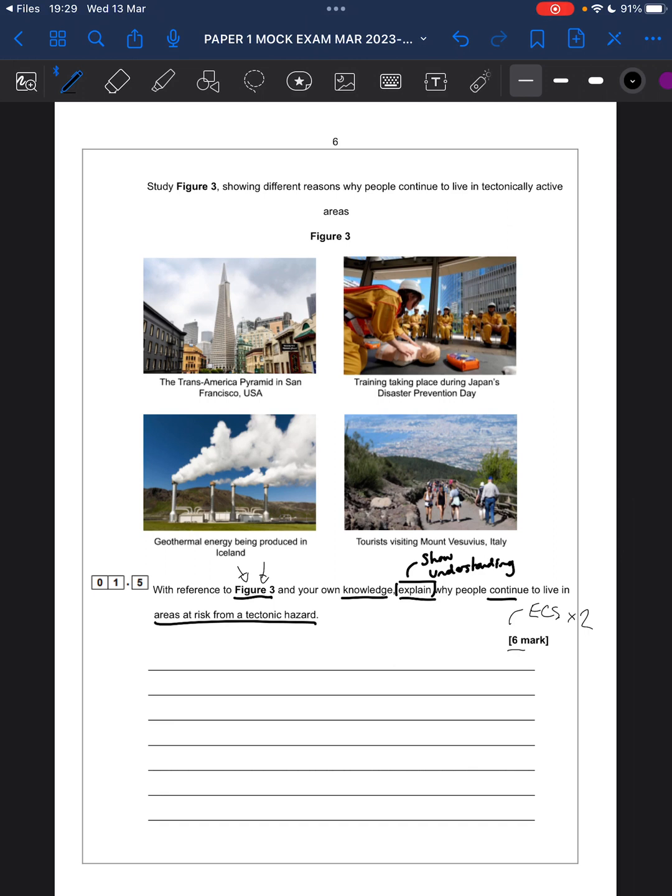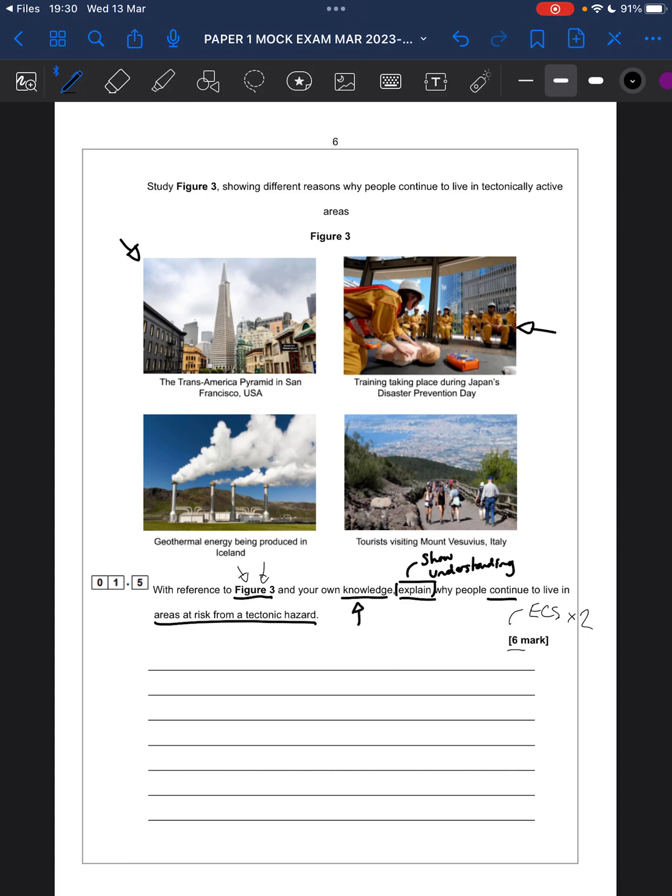So you don't have to use all of figure 3, but you may say, oh well, certain buildings like the Transamerica Pyramid are earthquake resistant, so people feel safer. They're able to stay in the area and work and earn an income. Or you may say the emergency services in the area are well trained, such as in Japan, meaning that people feel safer and they can be cared for better if an earthquake strikes. Remember, you don't have to use the whole figure. We just need to see that it is being used.